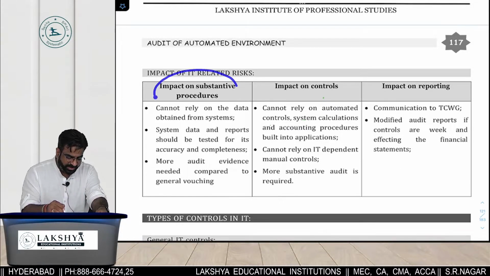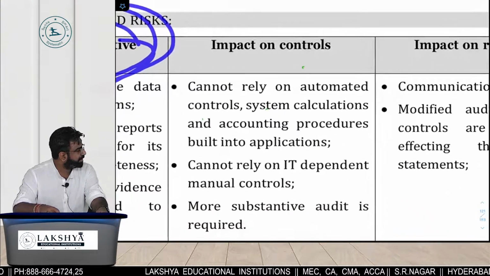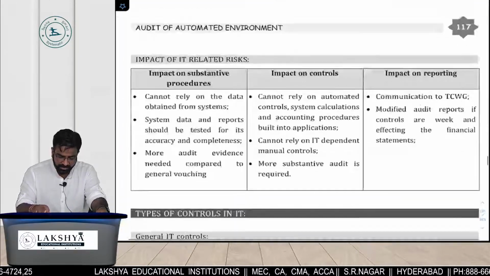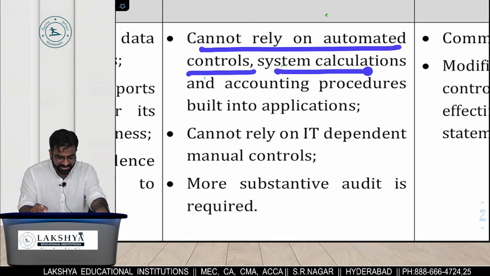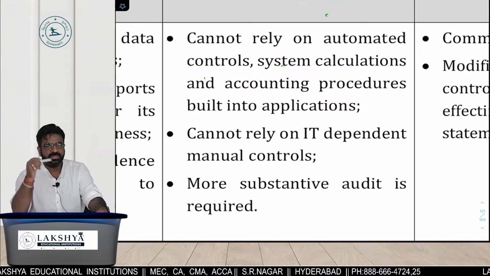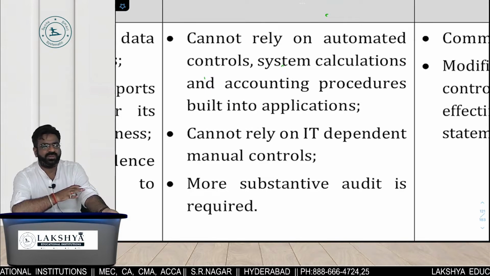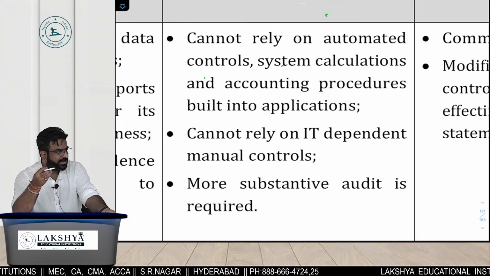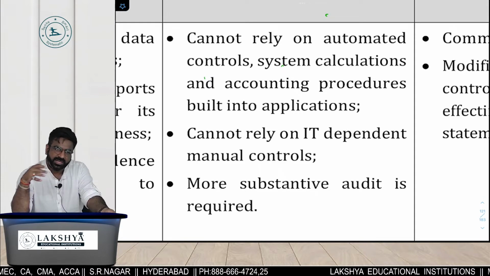So what is the risk we have done? Impact on which procedures? What is the next one? Impact on controls. Read the point number 1 now. Cannot rely on automated control system calculations and accounting procedures built into the application. क्योंकि देखो सर, today it does not take, मैंने अभी recently अपनी app develop करवाई है. It will not take more than 5 days to develop an app, and whatever my requirement is, he will include it in the app.